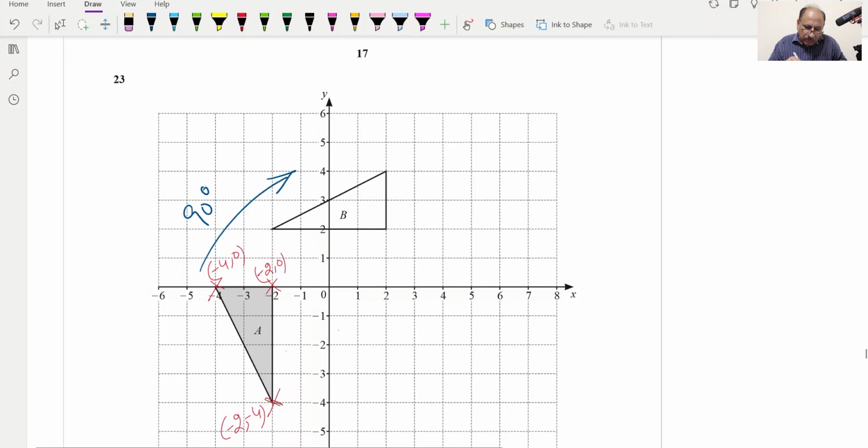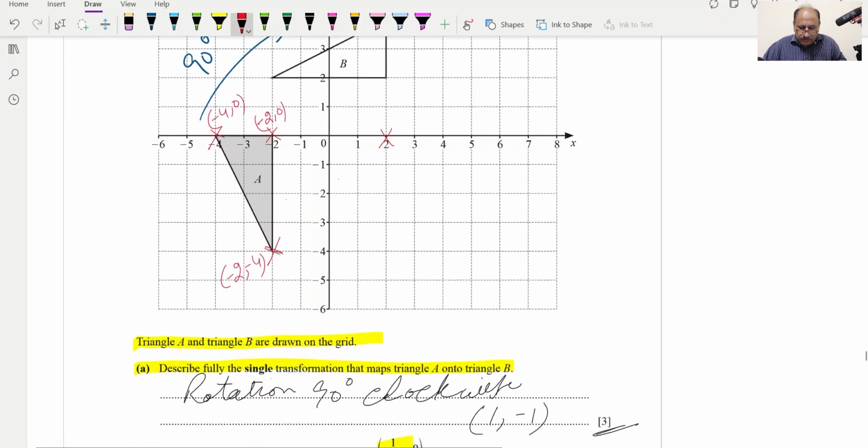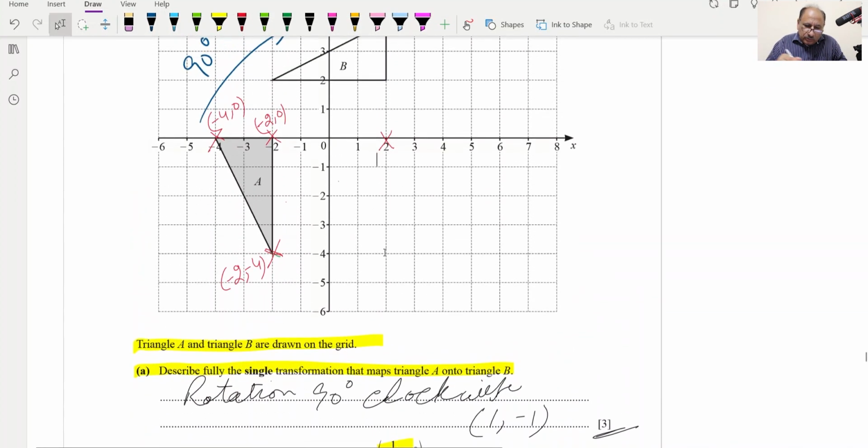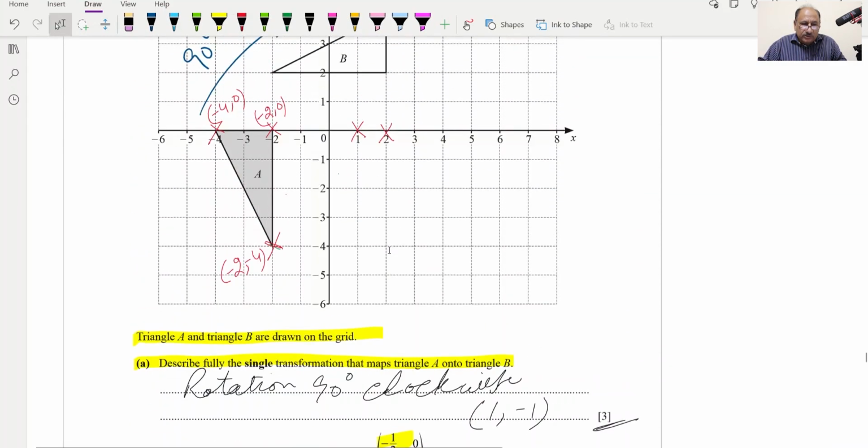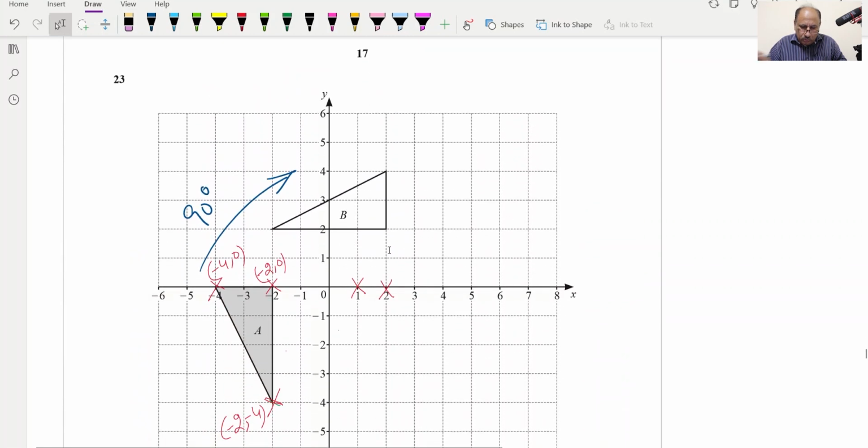1 and 2 will be this location, and the second one is 1 and 0, so 1 and 0 will be this location, and last one is 2 and 0, so 2 and 0. 1 and 2 will be this location, and 1 and 0 will be this location, and 2 and 0 will be this location. Now this is basically the triangle which we can draw.